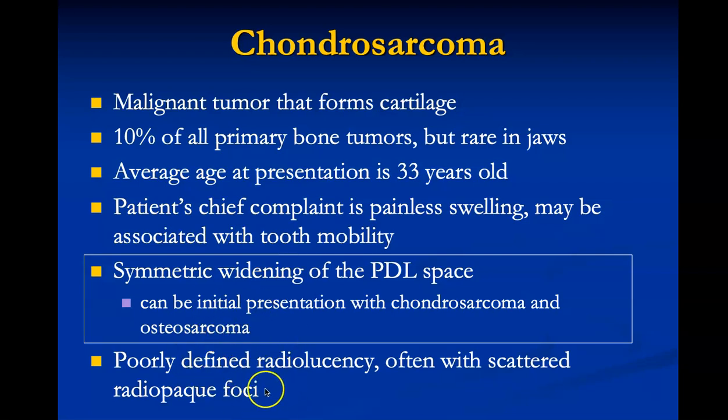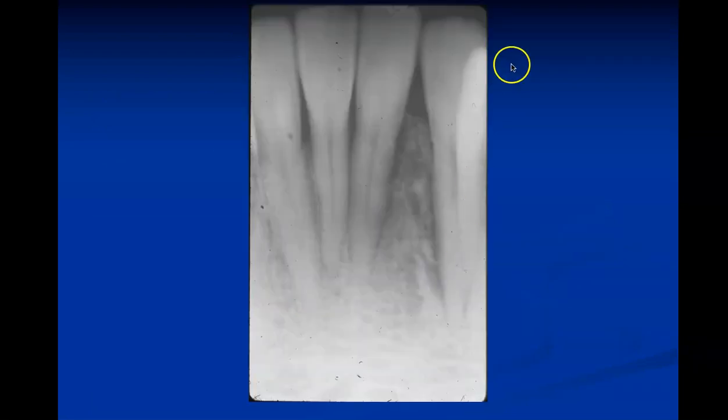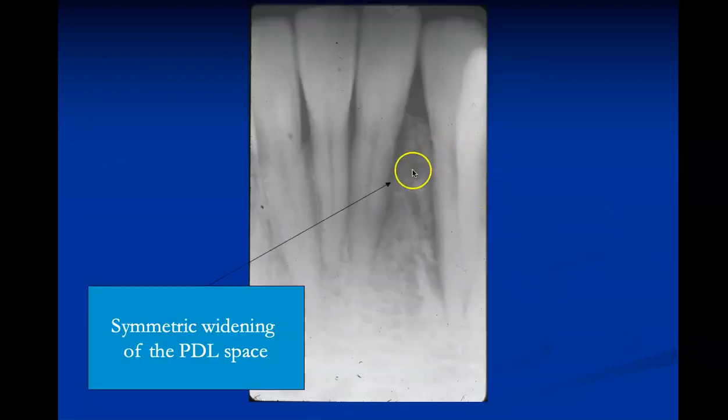The lesions themselves are usually poorly defined radiolucencies, but they can have scattered opaque foci because some of the cartilage can actually become osseous over time. You can have that sort of change just the way you do with cartilage in the long bones. So this is an example of the symmetric widening of the PDL space along here. So you can see it's basically the same width widening of the PDL.